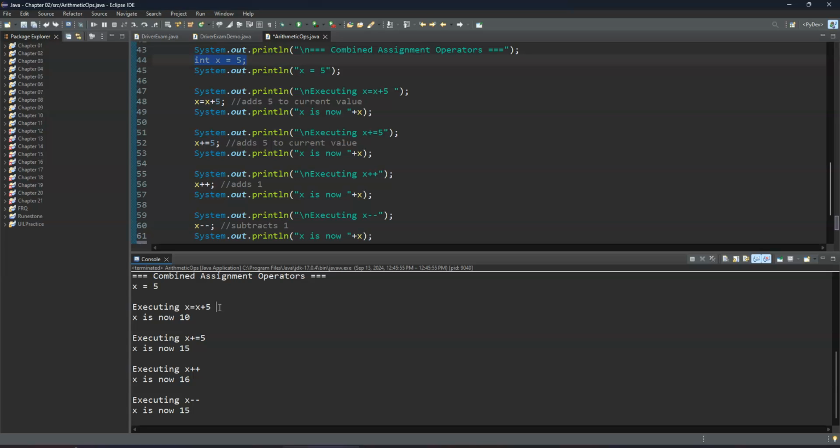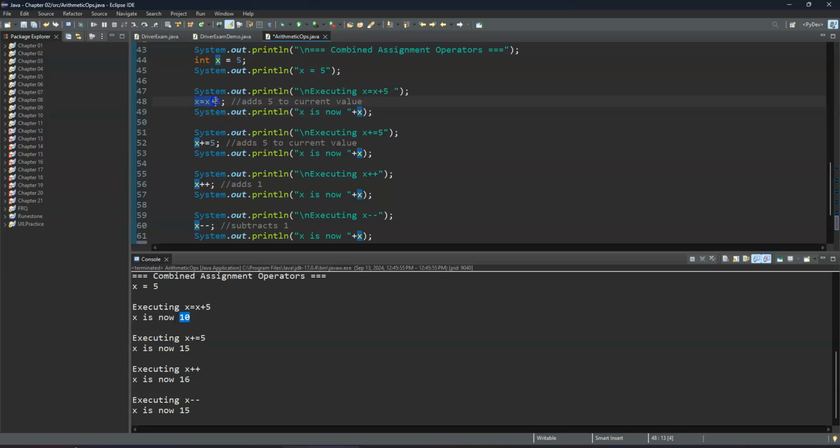I'm going to do x plus 5 here. So here's my math, x equals x plus 5. And then I'm going to simply output what x is. So executing x equals x plus 5, I'm taking the current value and adding 5 to it. So now it's a 10.